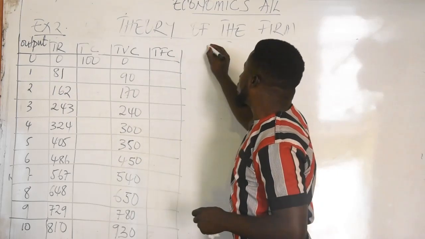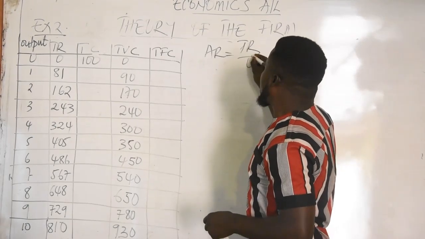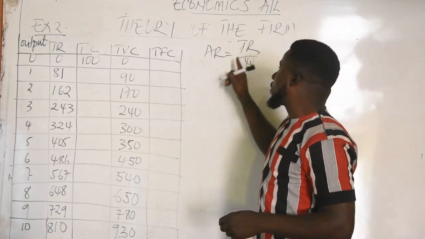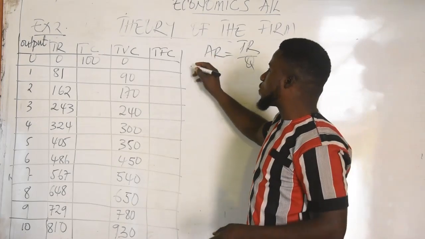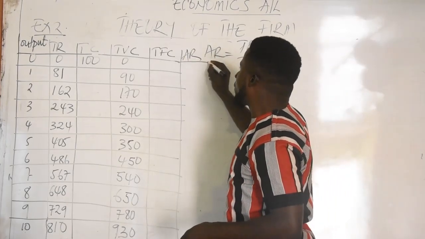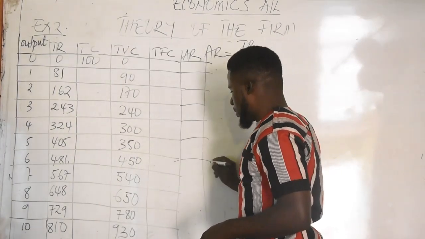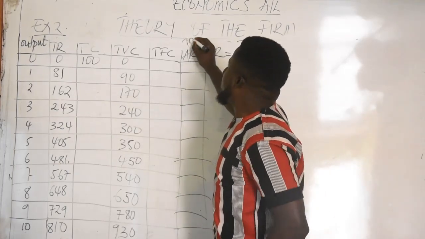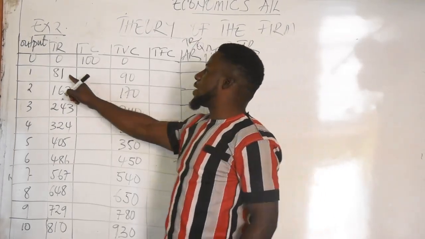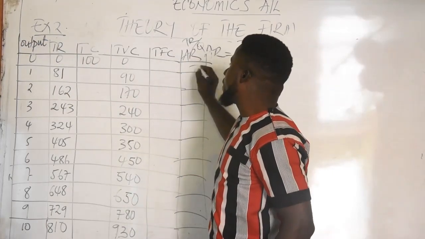We know that average revenue is calculated by total revenue over output sold. So when you take total revenue divided by output, it gives you your average revenue. If we were to calculate average revenue, we will have something like this: total revenue divided by output. So we take 0 divided by 0, and 0 divided by 0 gives us infinity.